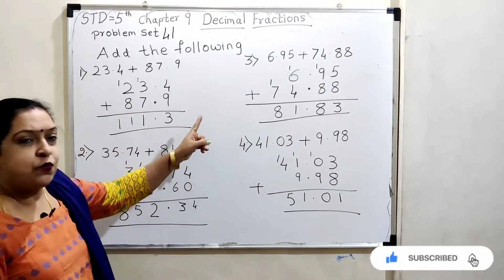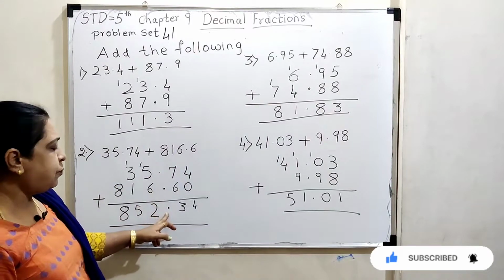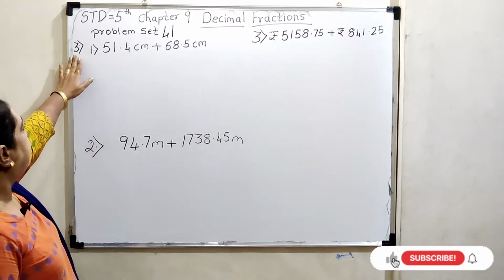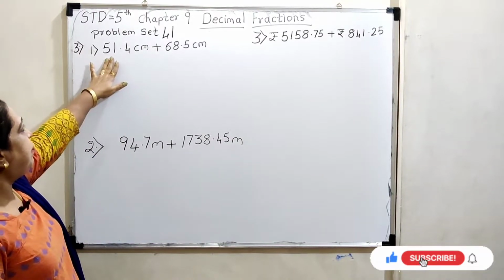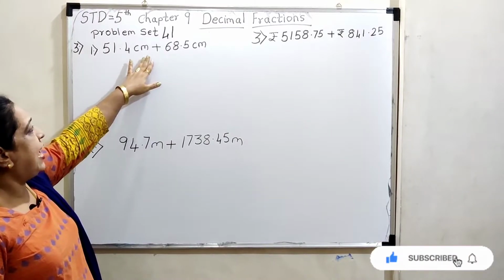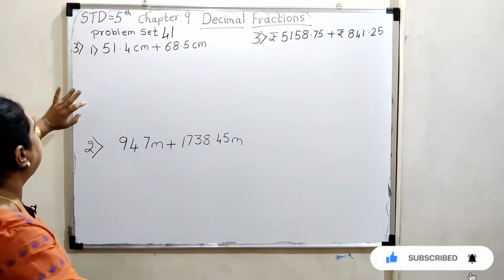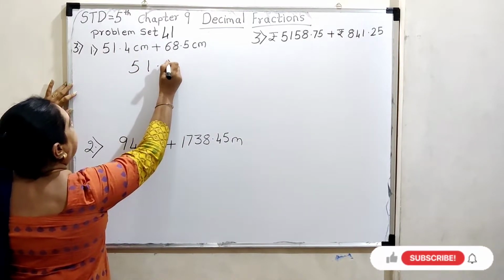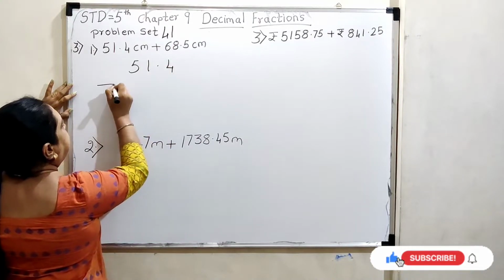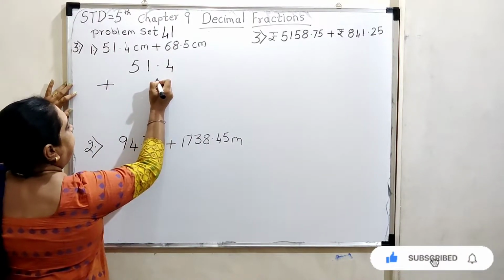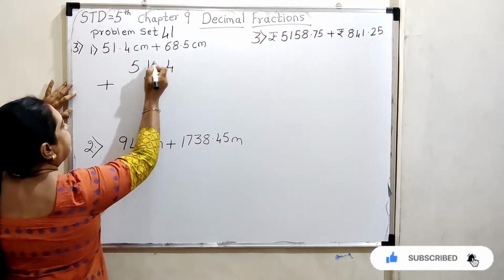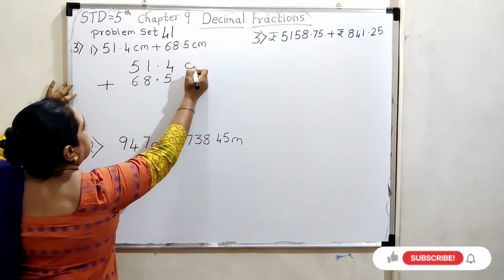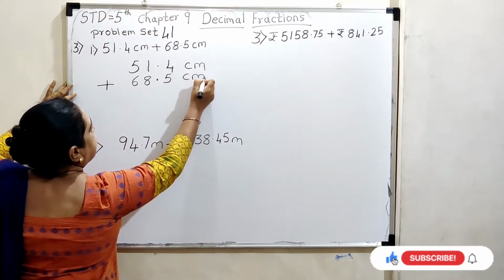Understood? In this manner you have to add. Where the point is there, put the point. Now, question number 3. First sum, 51.4 centimeters and 68.5 centimeters. You have to do it in the same manner. 51.4 plus, here again the point, before the point 8, 6 and here it will come 5. This is also centimeter and this is also centimeter.